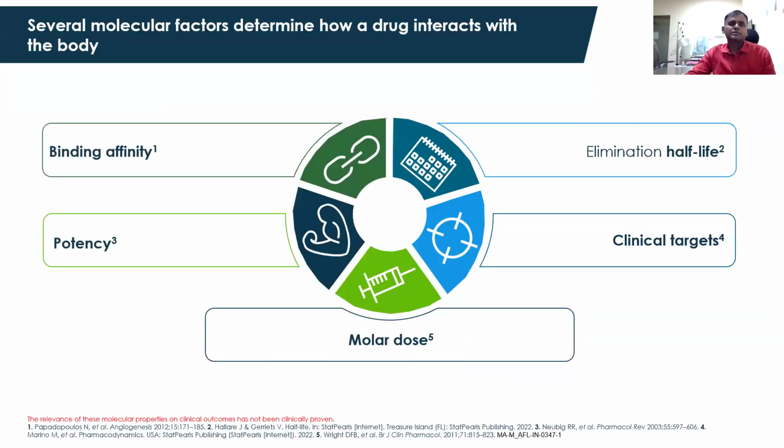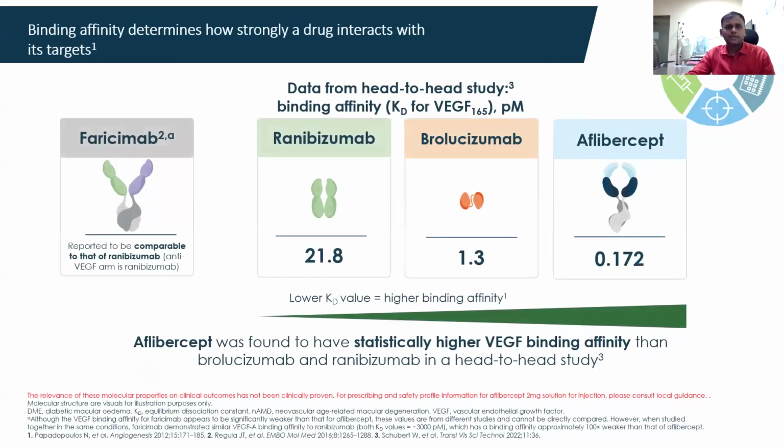Several molecular factors determine how a drug interacts in the body. First, the binding affinity. Binding affinity determines how strongly a drug interacts with its target. The lower the dissociation value, the higher the binding affinity. In this case, faricimab values are not available; they are reported to be comparable to ranibizumab. Aflibercept has the lowest dissociation value, and that is why it was found to have statistically higher VEGF binding affinity than brolucizumab and ranibizumab.